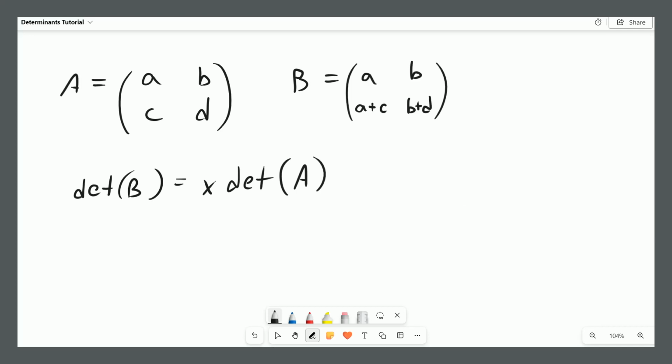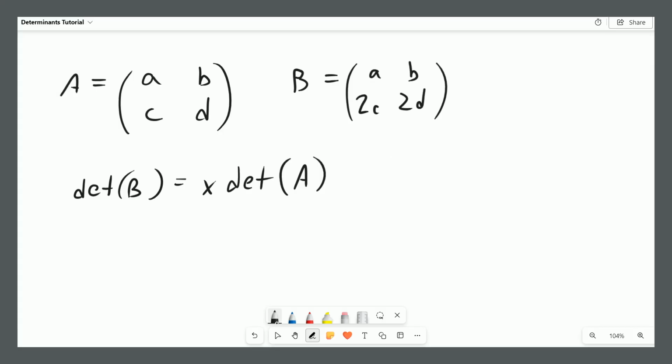Okay, here we have same kind of question, but B equals AB in the first row and A plus C, B plus D in the second row. So here you'll notice that the second row of B is just the second row of A plus the first row of A. And when we're adding a multiple of one row to another, that does not change the determinant. Okay, so determinant of A equals the determinant of B. And let's do another.